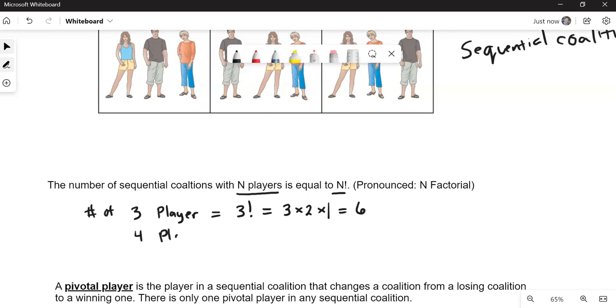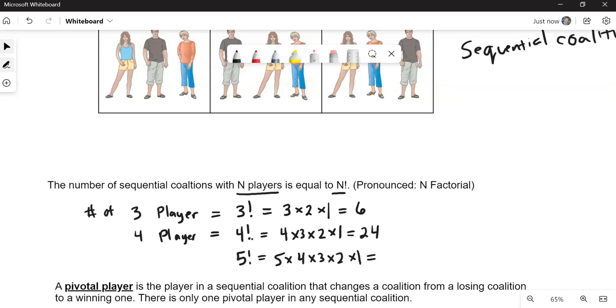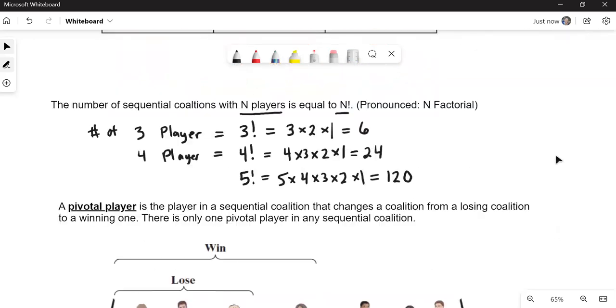If you have a 4-player coalition, for example, and we're going to take a look at one later in this video, there would be 4 factorial different sequential coalitions. It's already quite a bit. 4 times 3 times 2 times 1. Notice I started with 4, went down to 1, would be equal to 24 different coalitions. If you had 5 factorial, it would be very large, and something that we will not do by hand in this class because it would require a computer. So if you have 5 factorial, let me grab my calculator here, 5 times 4 times 3 times 2 times 1 would be 120 different ways to order 5 players. We won't be doing that by hand.